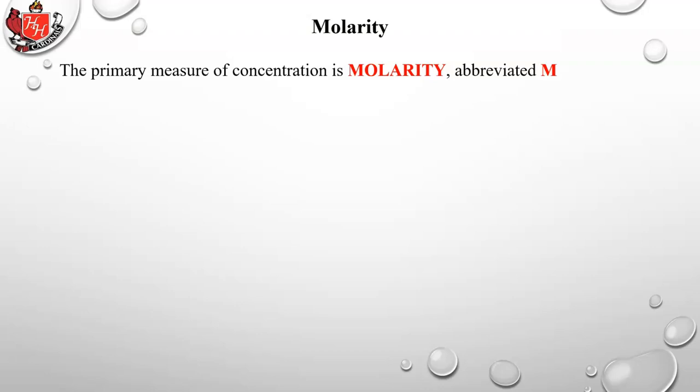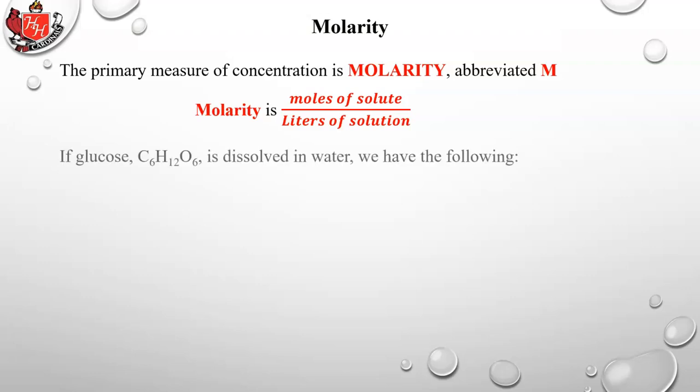The primary measure of concentration is molarity, abbreviated capital M. So molarity is the moles of solute over the liters of solution. A key is that it's over liters of solution, the two of them mixed together, not liters of water, H2O, liters of solution. So it's moles of solute over liters of solution.